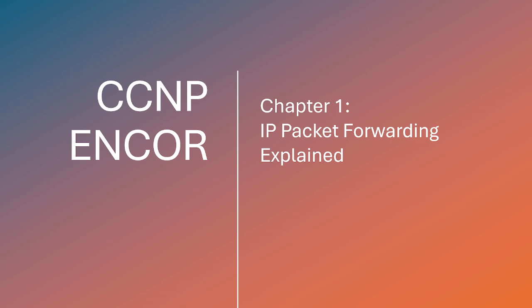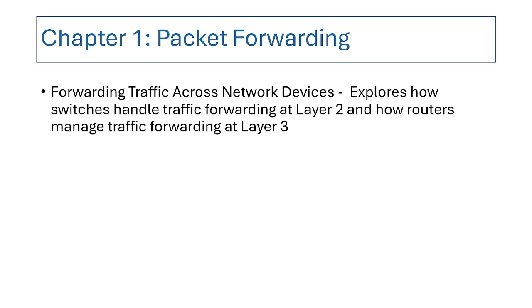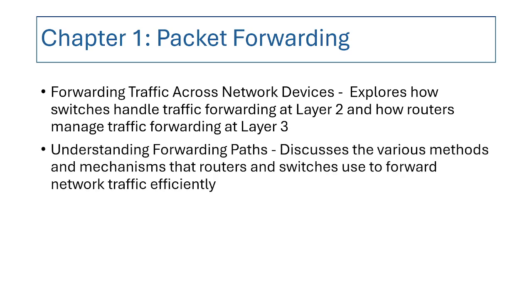Okay, let's go to the next chapter, IP packet forwarding. There are two topics that we will be discussing in this chapter. One is IP forwarding traffic across network devices, where we explore how switches handle traffic forwarding layer 2 frames, and how routers manage to forward the traffic at layer 3. Next, we'll also be looking into the different methods and mechanisms that routers and switches use to forward network traffic efficiently on the network.